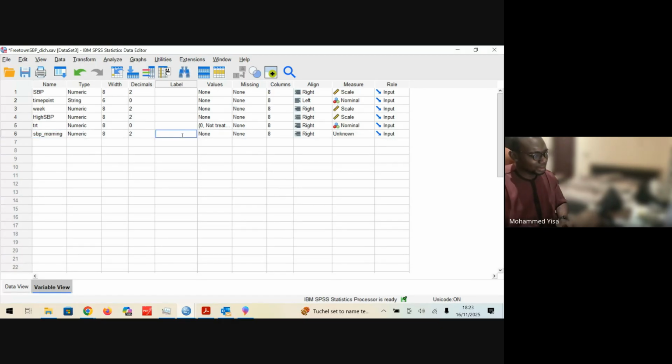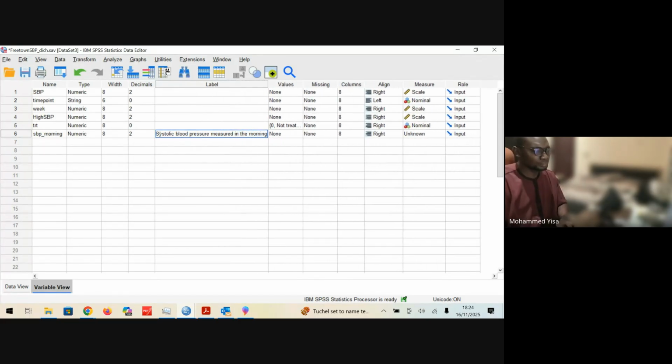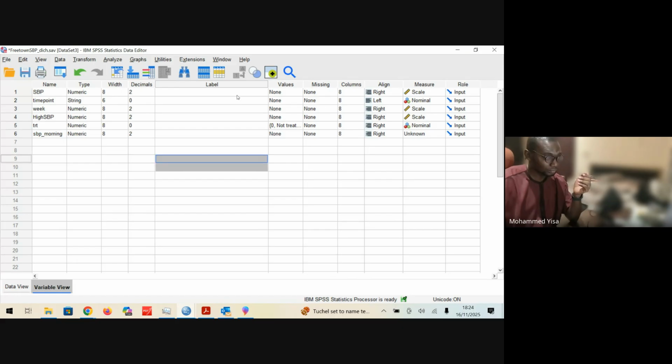So this label here gives me the chance to explain the meaning of the variable. Sometimes the variable name might not be very clear to whoever is reading your data set. Remember, sometimes you are going to be collaborating. So for this SBP morning, I might just say systolic blood pressure measured in the morning. That's just an explanation of what is here. That's the use of the label. Does that make sense?